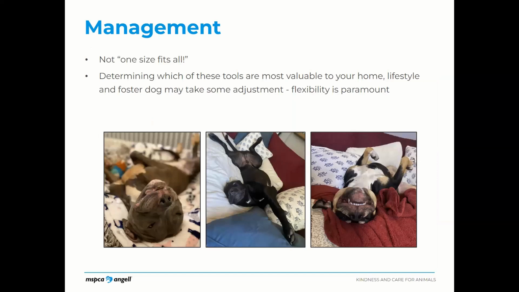It's really important too that we take all of that into consideration, that not one size is going to fit all dogs. So determining which of these tools are most valuable in our home, like our physical home setup, our lifestyle, and the specific foster dog. And that might take adjustment and flexibility, using the information we gather about whether what we've set up allowed that dog to be successful or didn't. And we might need to shift our approach or make some changes. So we want to make sure that we remain flexible. And if we are running into trouble, that we reach out to our foster coordinators or the behavior team to be able to help adjust the plan accordingly.